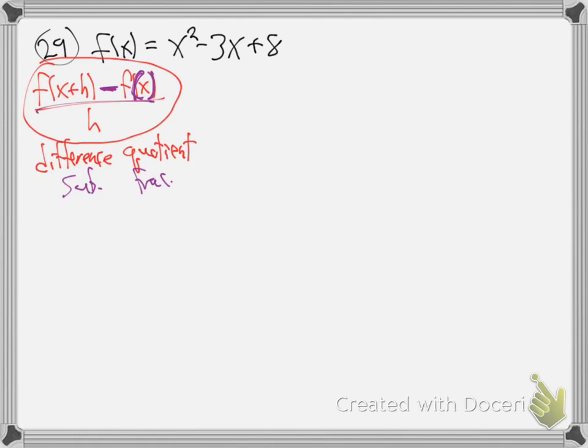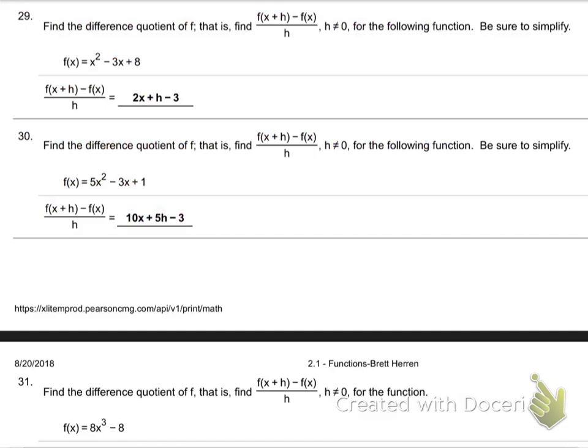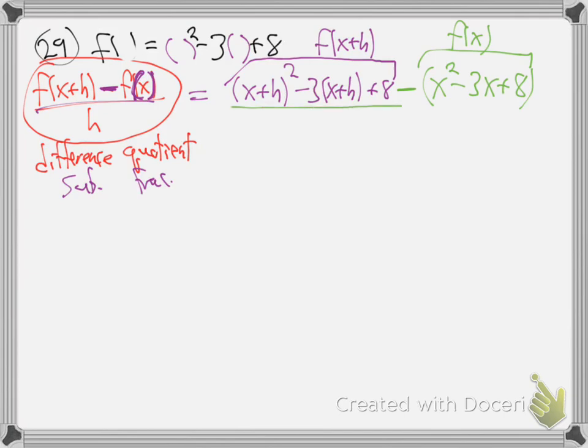All right. So here we go. We're just going to do the algebra, just see how you're doing with algebra. So first off, f of x plus h. Again, I remind you that the x in a function is really just blanks. It's just the holes in a toaster. You just plug in here. So x plus h squared minus 3 times x plus h plus 8. That is f of x plus h, minus f of x, which is x squared minus 3x plus 8, and then all over h.